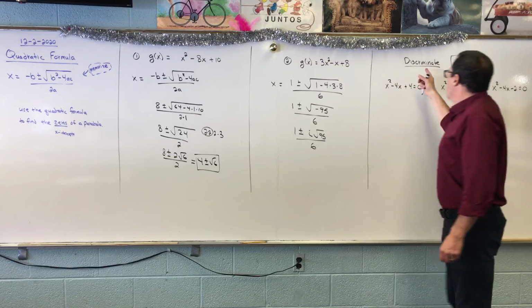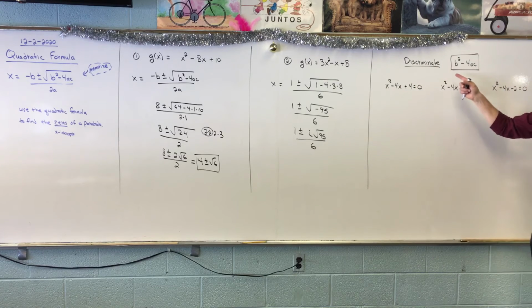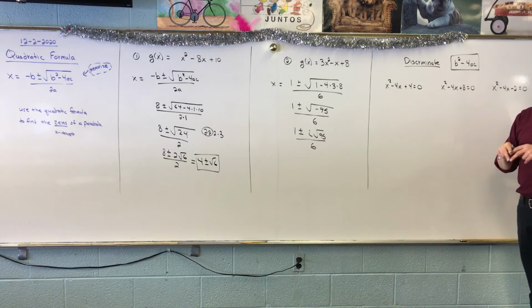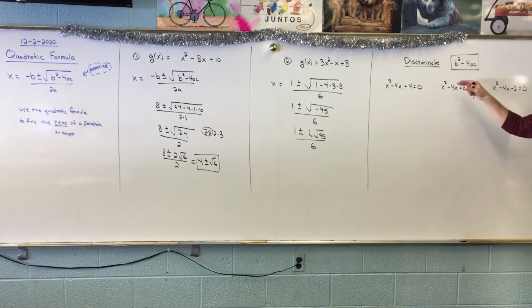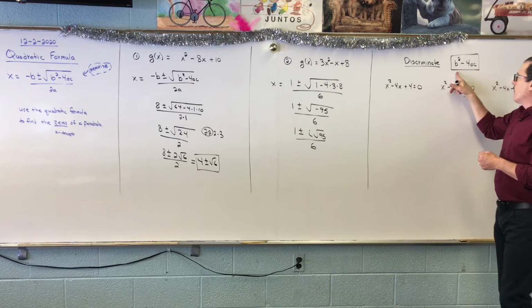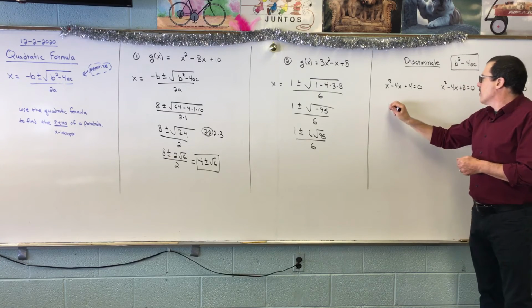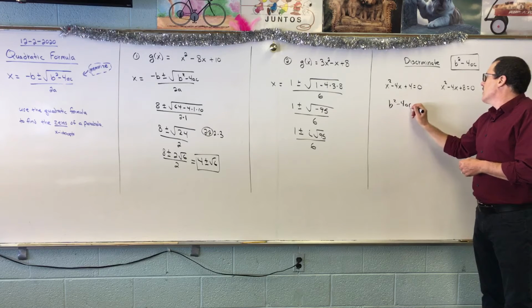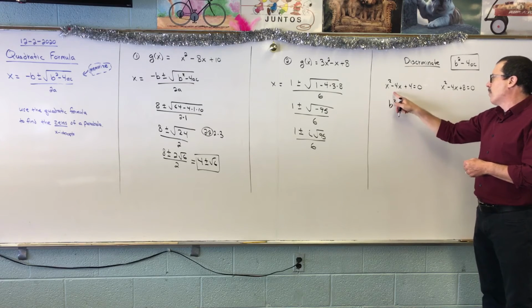Now what the discriminant does is it tells you about your zeros. It won't tell you what they are, but it will tell you about them. And so we're going to solve these using the discriminant, and then I'll tell you what they mean. So I'm going to use b squared minus 4ac, so I'm going to go ahead and write that down. b squared minus 4ac, and then I'm going to plug these numbers in.